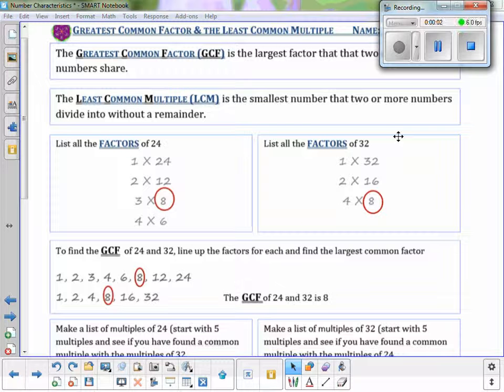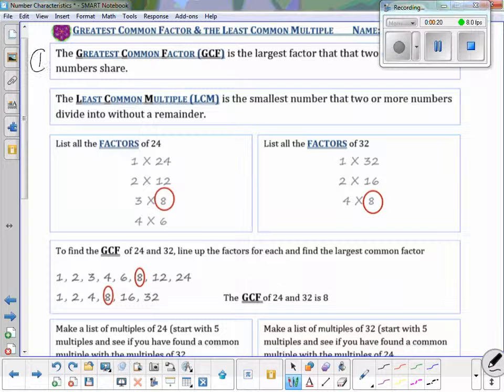So by the end of this video, it is your goal that you can compute both the greatest common factor and the least common multiple. So we're going to get started today, and I'd like you to read some definitions to your partner. Partner number one, you're going to read the definition for the greatest common factor. Partner number two, you're going to read the definition for the least common multiple. All right, go ahead and do that right now.